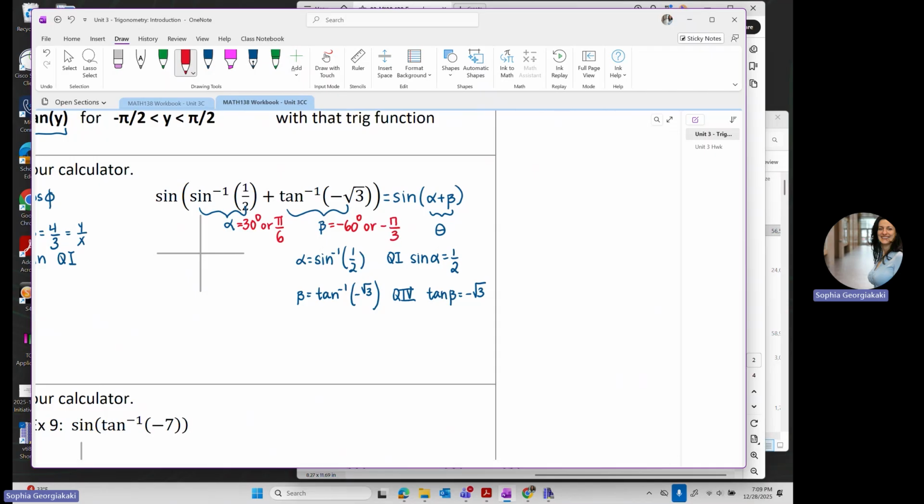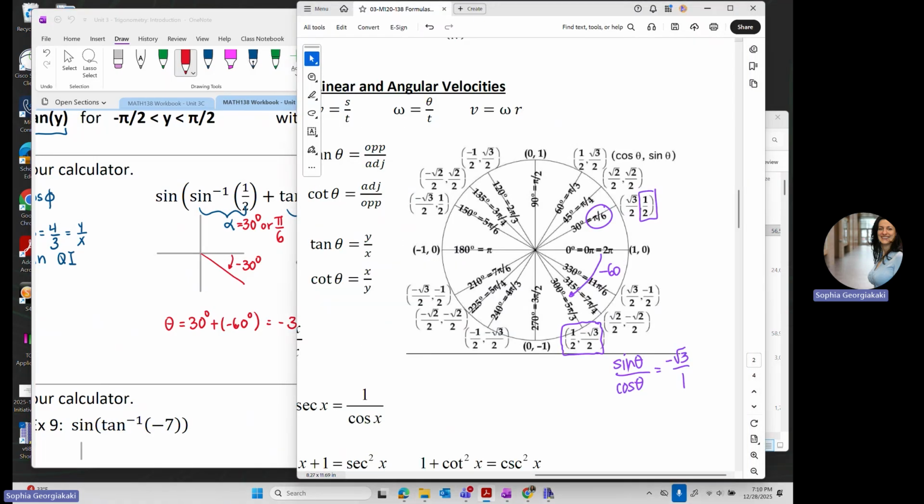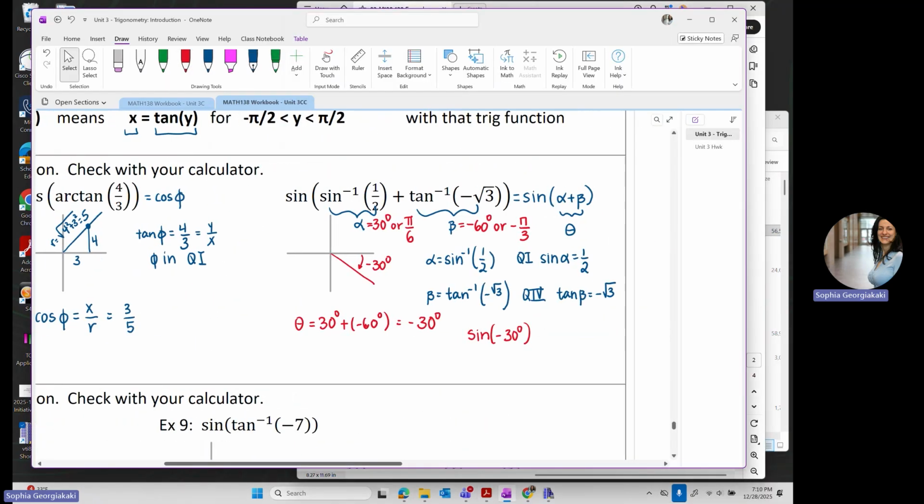So when you add alpha plus beta, theta will be 30 plus negative 60. That will be negative 30 degrees. So theta is negative 30 degrees. And this question is, what is the sine? The question they are asking me to answer is, what is the sine of negative 30 degrees? And I can go on my formula packet on the trigonometric circle and find negative 30 degrees and then answer what is the sine. And the sine should be negative 1/2.